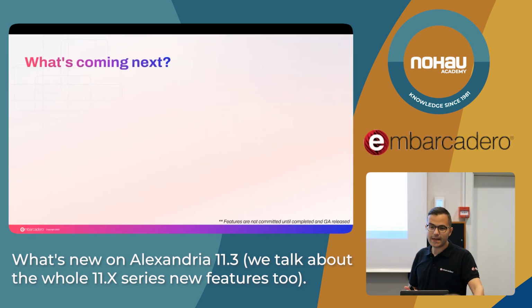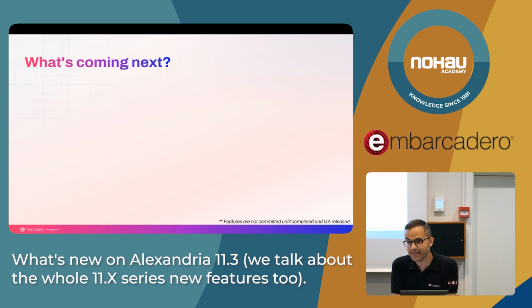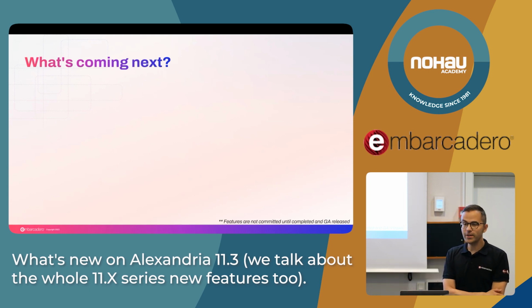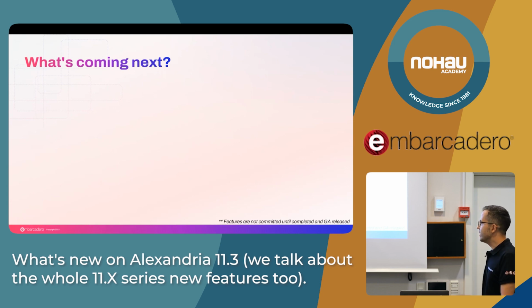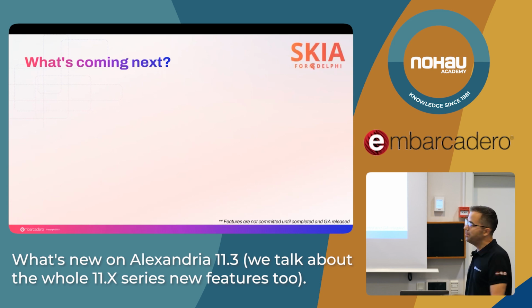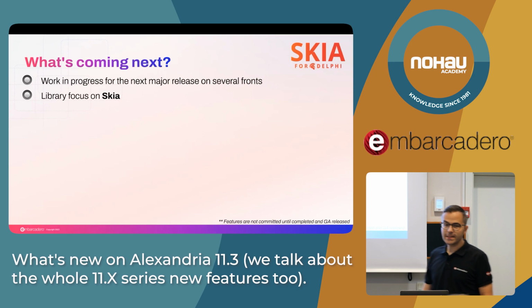And what's coming next? So this is the exciting bit. Even though Idera doesn't let us give an actual roadmap as we used to anymore because of company policies, I have been granted permission to talk a bit about what's coming to version 12. So the major change is going to be Skia for Delphi.